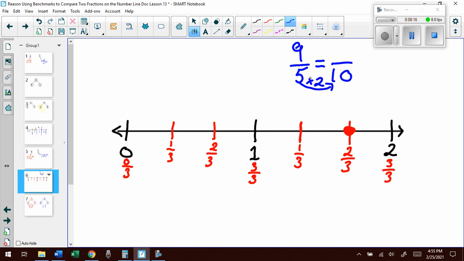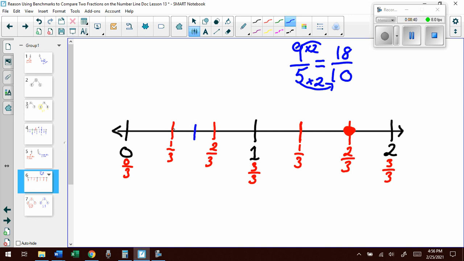5 times 2, if I multiply the denominator by 2, I must multiply the numerator by 2. 9 times 2 is 18. Excellent. So now 9/5 is equivalent to 18/10. I'm going to partition my number line into tenths.